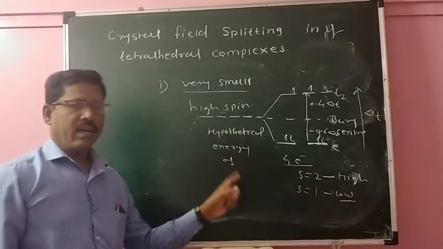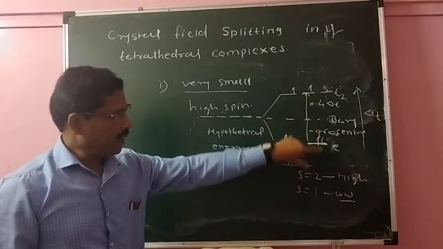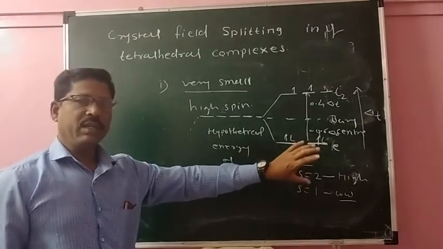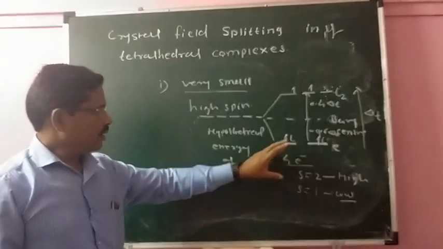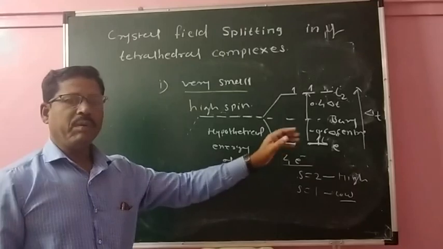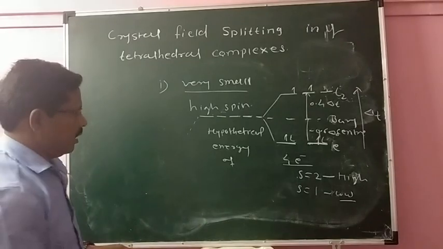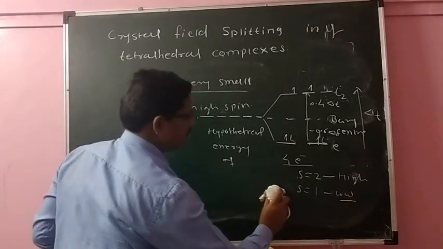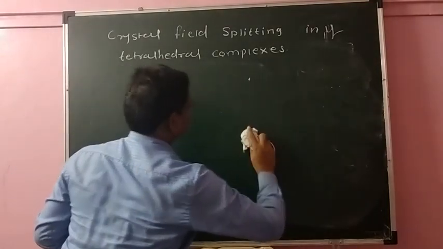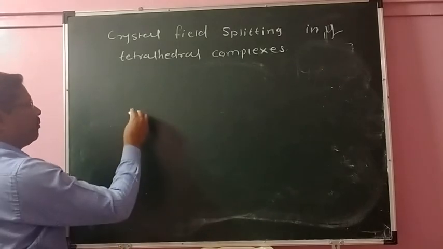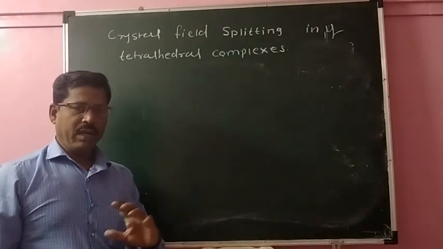But in case of tetrahedral complexes, the crystal field splitting parameter is very small as compared to octahedral complexes, and therefore all electrons are always unpaired in the E and T2 orbitals. This is the crystal field splitting parameter in tetrahedral complexes. And therefore tetrahedral complexes are always paramagnetic in nature.